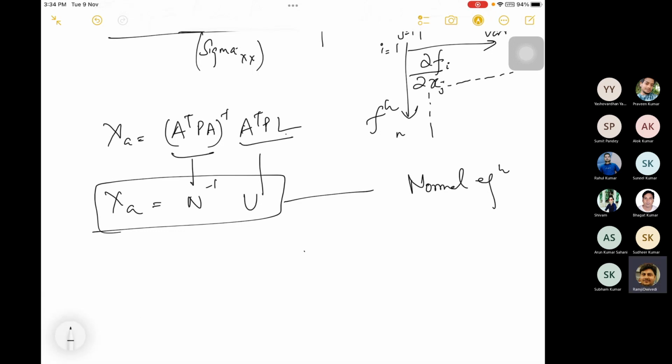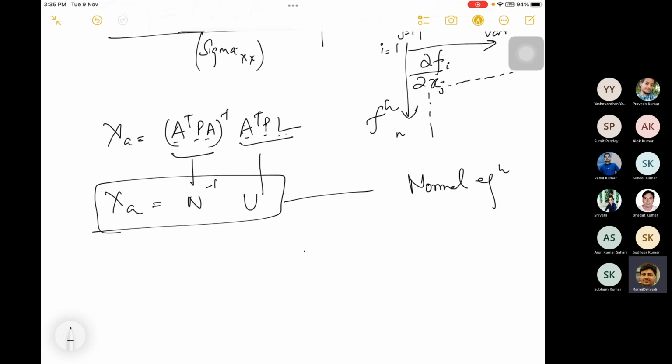The more you solve the problems, the more you will get accustomed to the nomenclature. Okay, so this is xa equal to N inverse U. What is the component of N? N is A, P, A. What is the component U? A, P, L. Now what do you need to do?